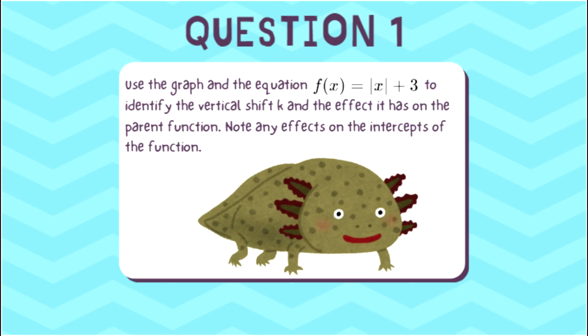Use the graph and equation f of x equals the absolute value of x plus 3 to identify the vertical shift k and the effect it has on the parent function. Note any effects on the intercepts of the function. Pause the video, do it, come back.